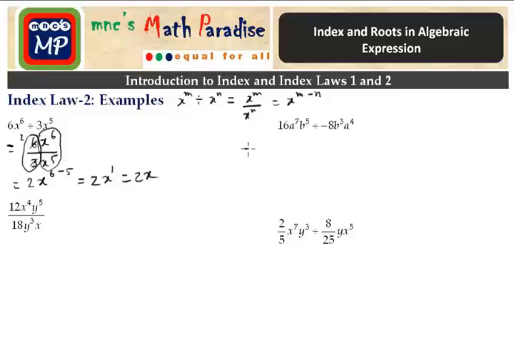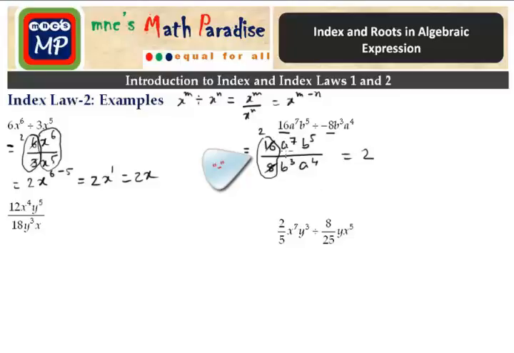So in this second example, 16 and 8 is our value. Let us write it in fraction form: 16 a to the power 7 b to the power 5 divided by 8 b to the power 3 a to the power 4. Here the value part is 16 and 8. If we cancel, we get 2 from the value part.